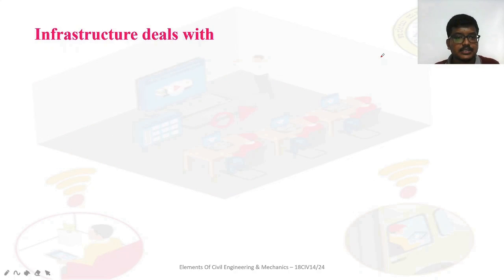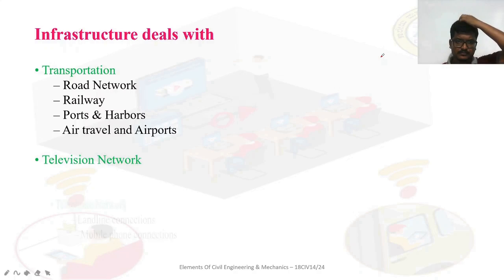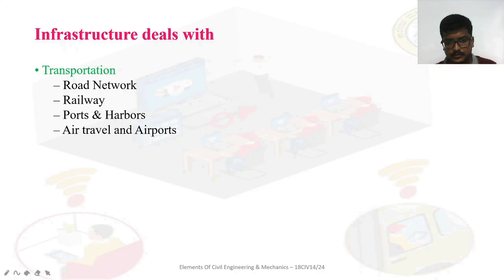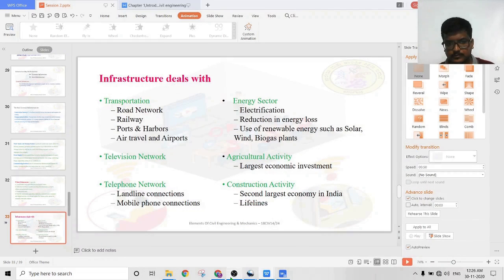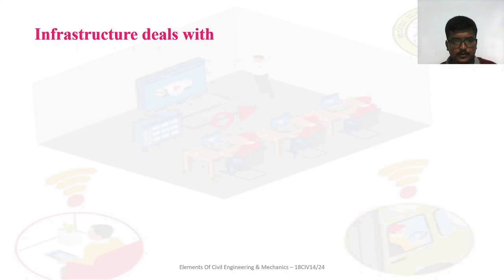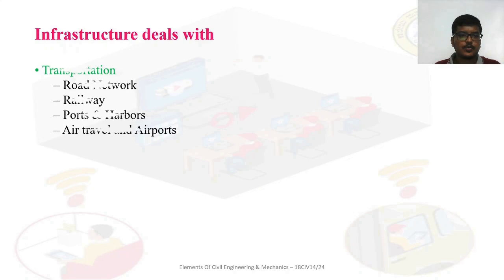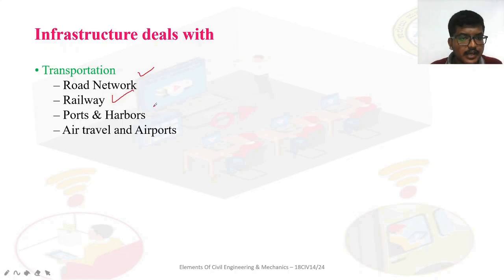Next, if we come to the infrastructure, this infrastructure deals with transportation. So transportation, how the transportation is carried by road network, railway, ports and harbors, air travels and airports.